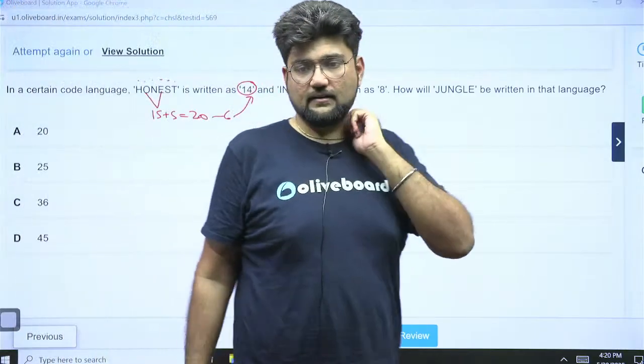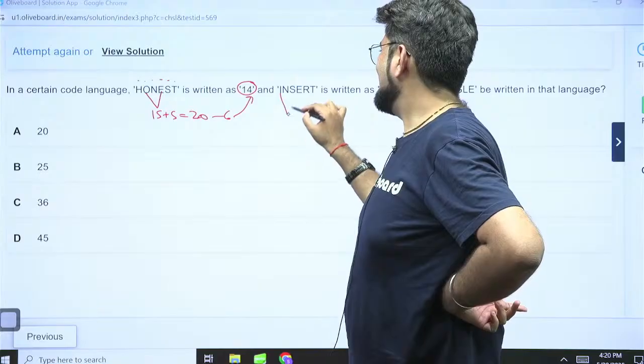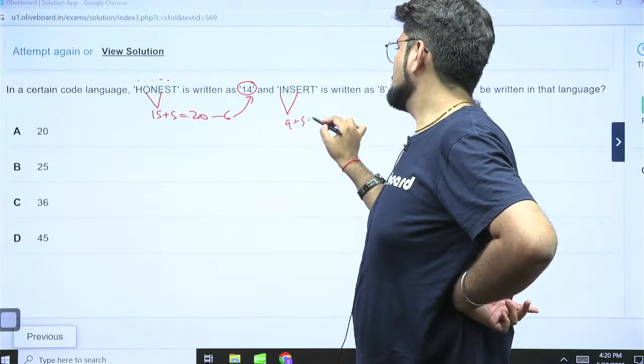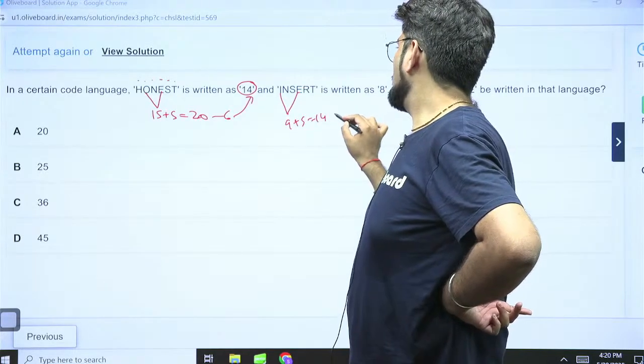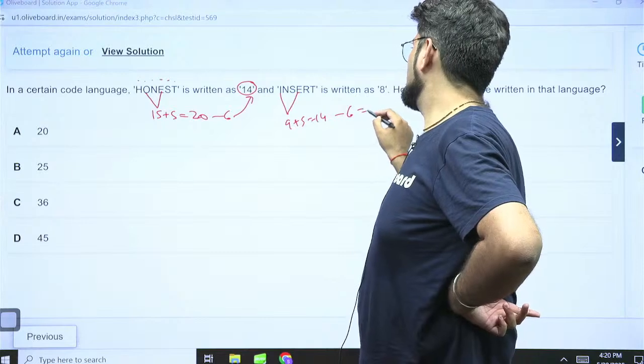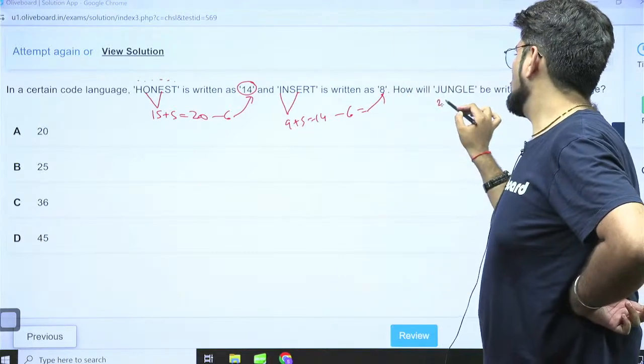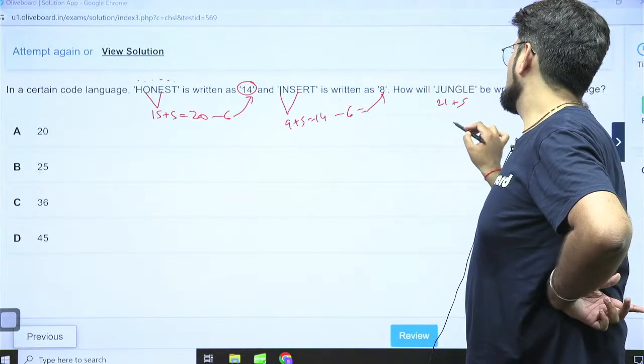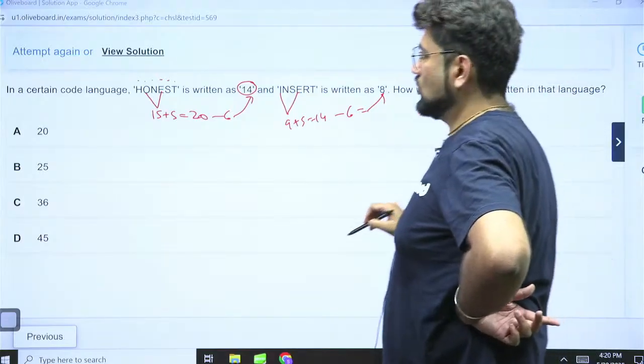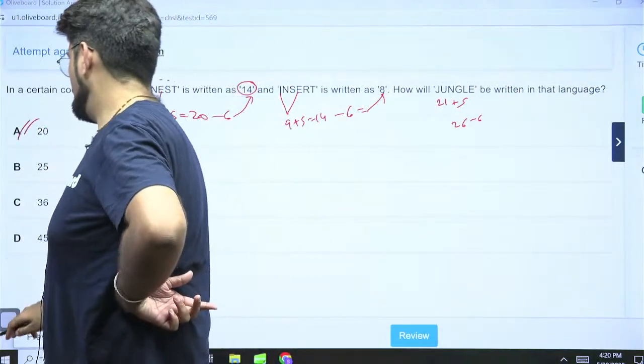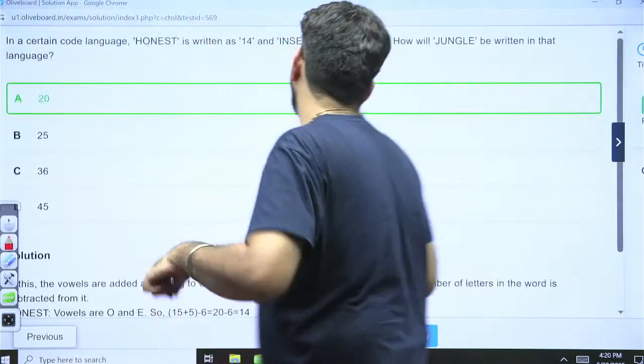Okay, let's try it here. Give it a shot. So I and E, this is 9 plus 5, 14, and 14 minus 1, 2, 3, 6 is 8. Cool. So this is U, 21 plus 5, 26 minus 6 is 20. So option A will be the right answer. Good question. Perfect.